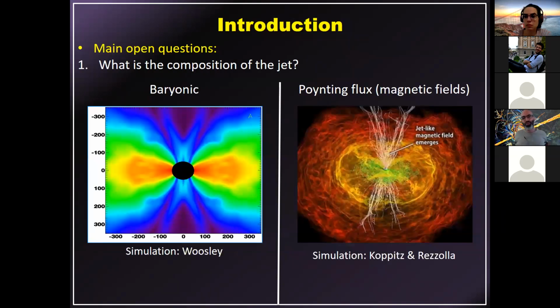Then we have the jet itself, and for the jet itself, again, there are two distinct possibilities. Either the energy content of the jet is dominated by matter, so simply the kinetic energy of the matter that is moving within the jet, or else the energy in the jet is dominated by Poynting flux, so it's actually carried mainly by electromagnetic fields.